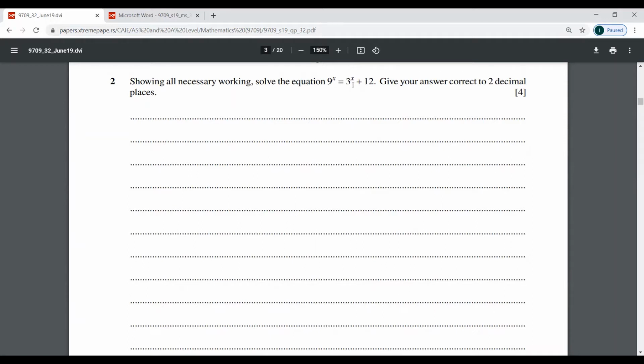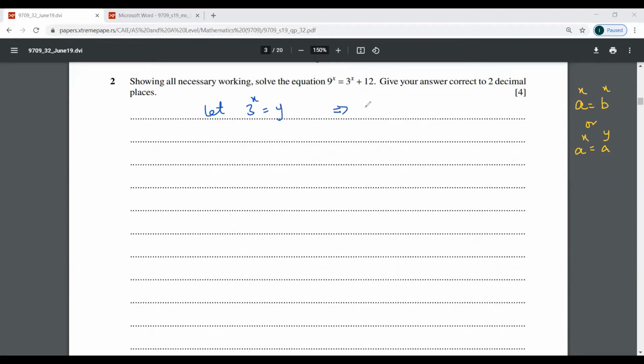So normally we try to use this rule here, that if you have a raised to power x equal to b raised to power x, or a raised to power x equal to a raised to power y, like the same bases or the same powers on both sides, you equate them accordingly. But here you will have to do it through substitution, okay? So if you have 3 raised to power x, that is equal to y.